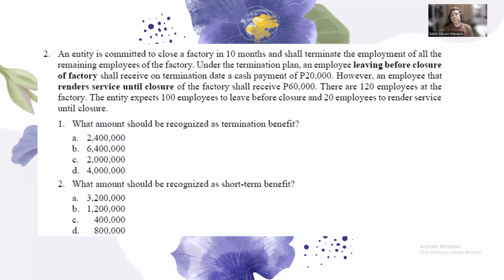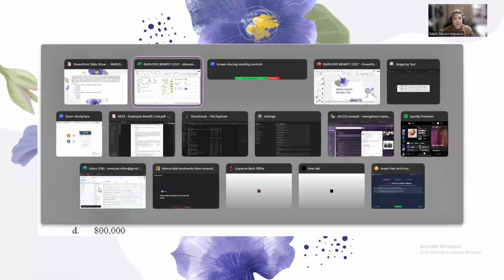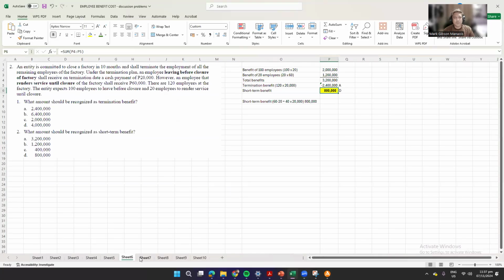So these are the conditions, class. There are 120 employees at the factory. The entity expects 100 employees to leave before closure and 20 employees to render service until closure. So the total is 120. It says 100 will leave before the closure, and the other 20, the rest, will render service until closure. So let's have this problem on the termination benefit. Almost there, class. So stay with me. Okay?